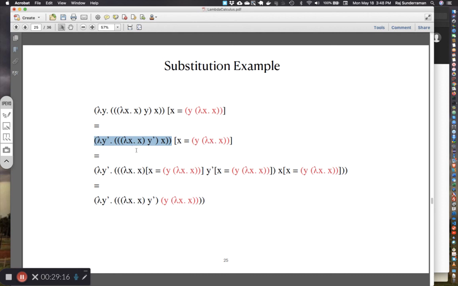So let's see how we do that, okay? You can see that in the body we get this part. It actually starts at these three left parentheses and ends at the parenthesis after the x. That's where the body of this lambda y prime ends, and it begins there.